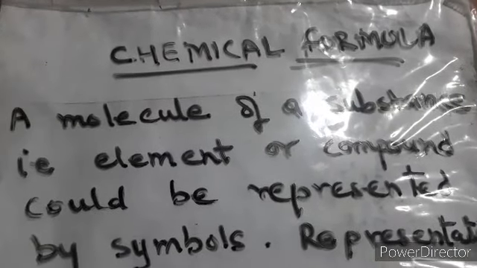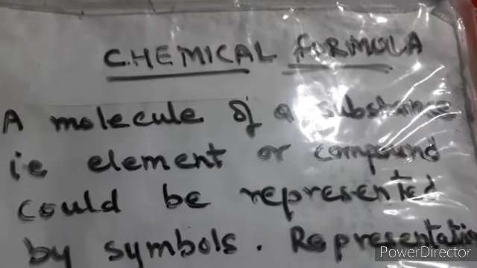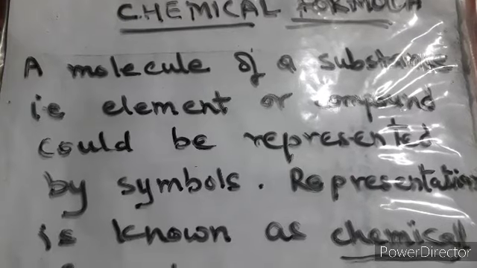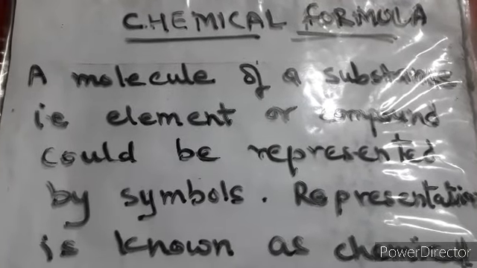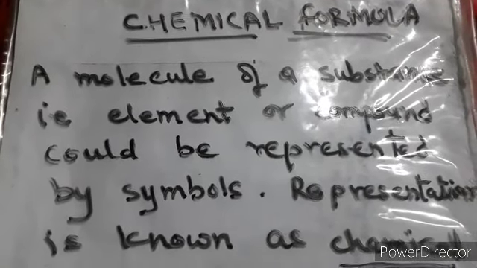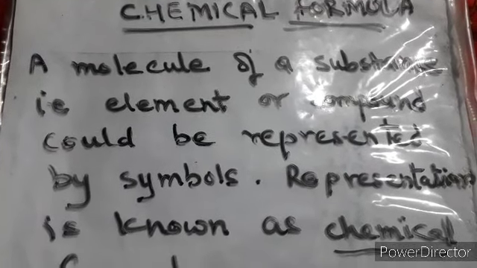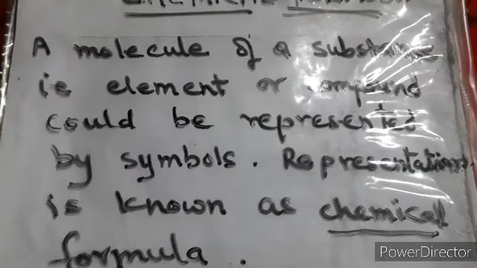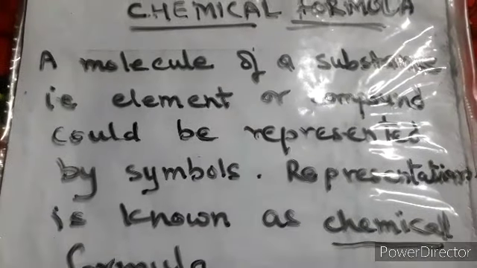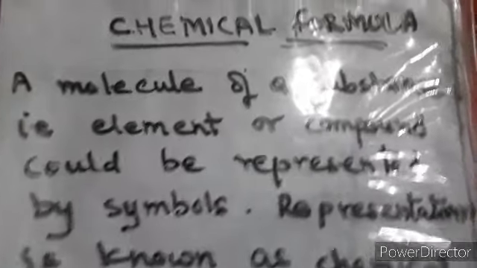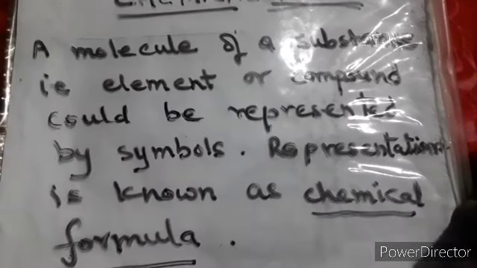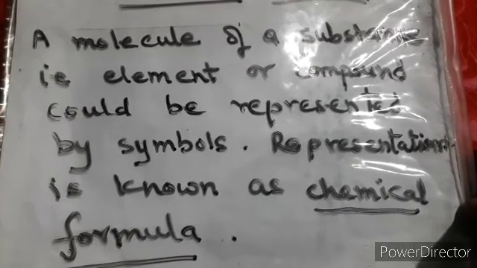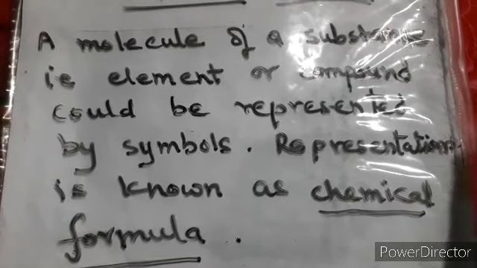Now we are focusing on the next topic, that is chemical formula. What do you mean by chemical formula? I have just written the name for it. A definition: a molecule of a substance, that is an element or compound, could be represented by a symbol. This representation is known as chemical formula. I think with the definition it becomes very difficult for you to see what you mean by a chemical formula. But with the help of suitable examples we can understand what chemical formulas mean.